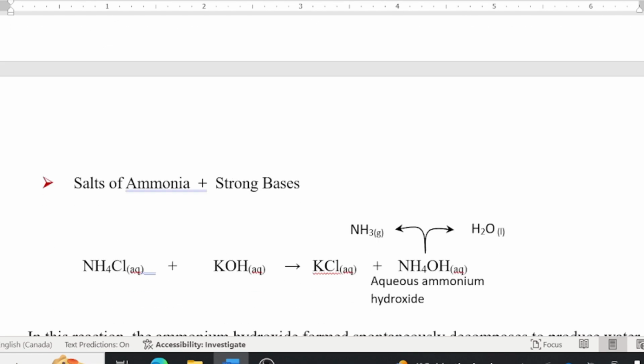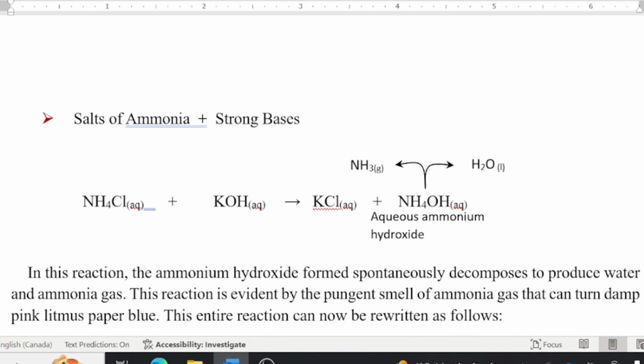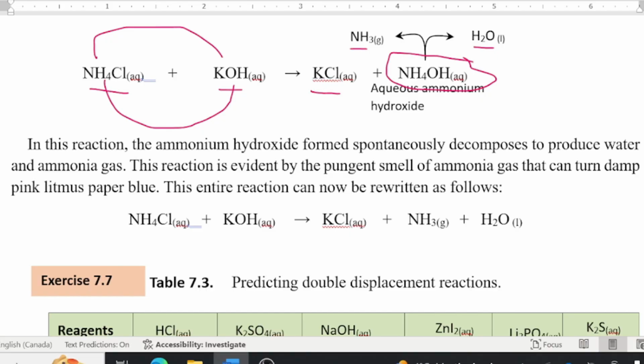Okay, another one here. If you take ammonium salts and you react it with a strong base, say potassium hydroxide, it produces potassium chloride. You have the exchange taking place here. That goes there, and that one comes there. So you end up with ammonium hydroxide here. But this again, just like your friend boric acid, decomposes very quickly to give you ammonia gas and water there. So when the reaction takes place, you'll have a pungent smell of ammonia, all right? And you can smell that.